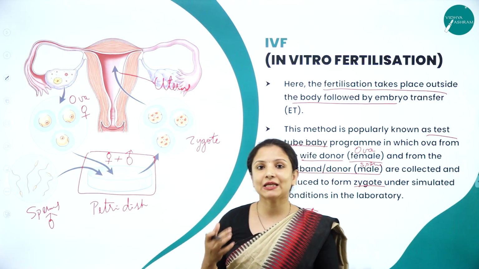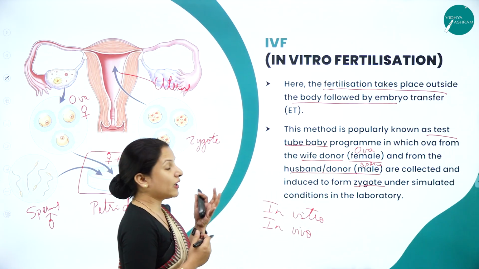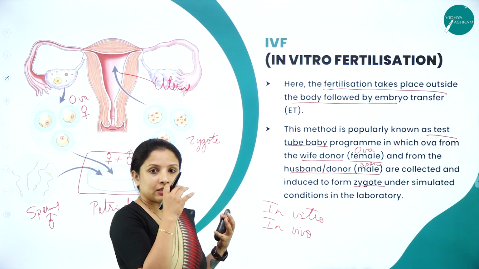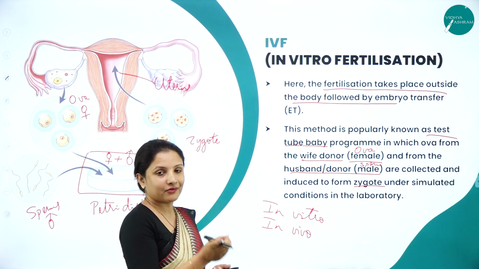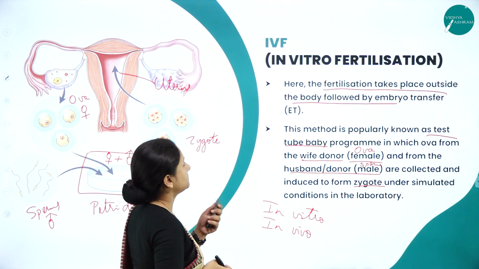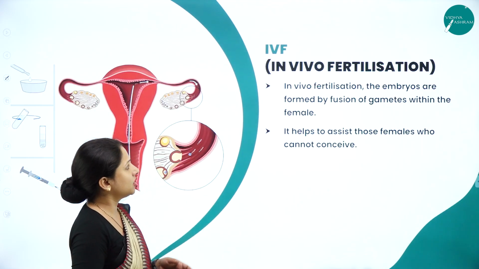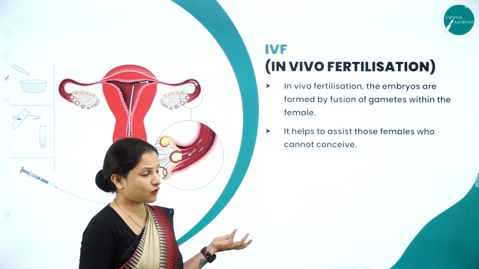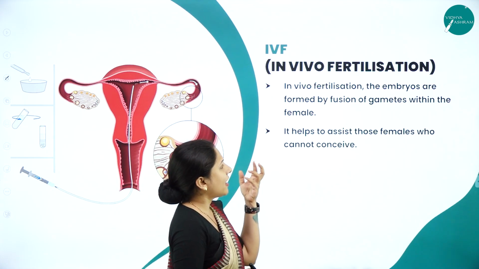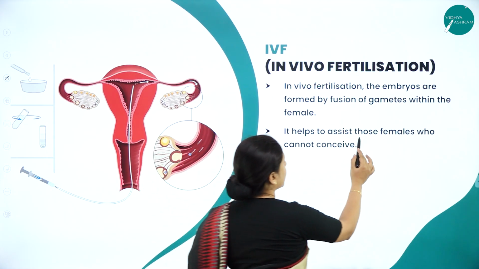So this is called in vitro fertilization. Why is it called in vitro? Because the fertilization process is taking place outside the body of the mother, in the laboratory. Moving further, in in vitro fertilization, the embryos are formed by the fusion of gametes. I've already told you about it, and it helps those females who cannot conceive.